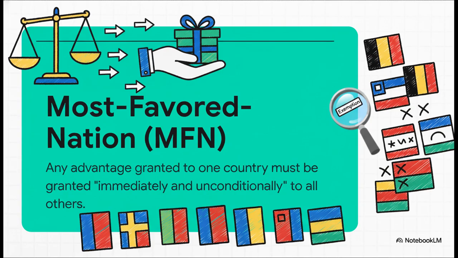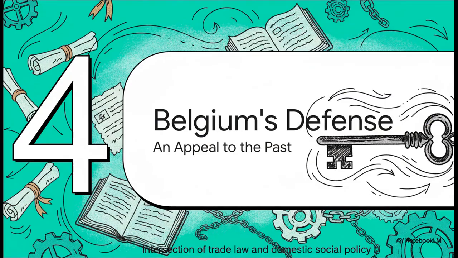You can't play favorites. If you give an advantage to one country, like, say, an exemption from a tax, you have to give that exact same advantage to all other GATT members, and it has to be immediate and without any conditions. Belgium was clearly not doing that. So, case closed, right? Seems pretty obvious.